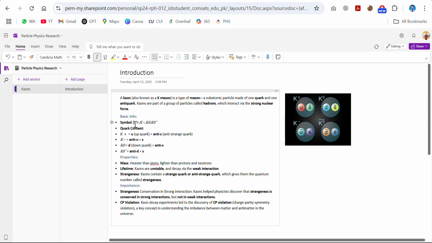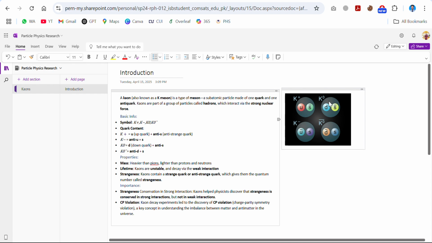So here we have the four particles, four kaons. First is the K plus, second is K minus, the third one is denoted as K naught, and the fourth one is its antiparticle, K naught bar. K plus has the antiparticle K minus, this is K naught, and its anti is K naught bar.